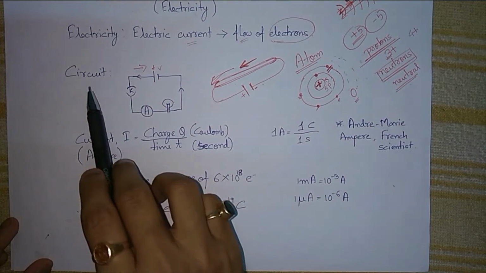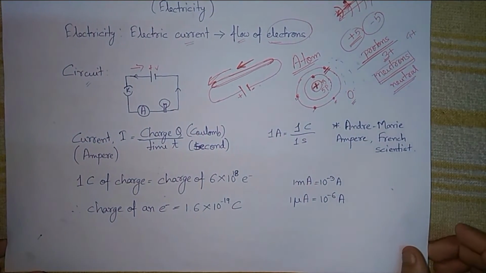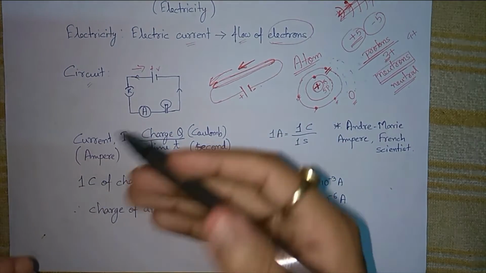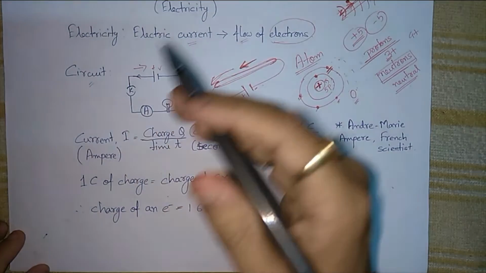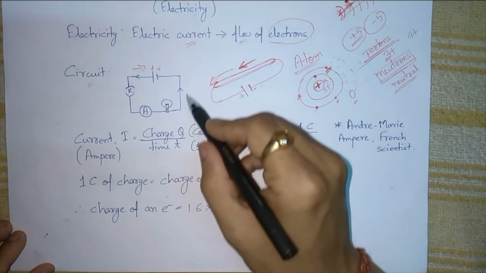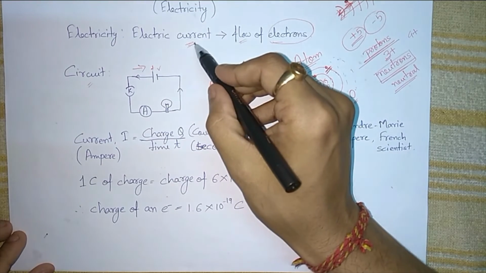Next, circuit. Now what do you mean by circuit? Circuit means a closed path through which electrons, meaning free electrons, can flow, giving us electric current or electricity. So the path is closed. The path must be closed to get the electric current.